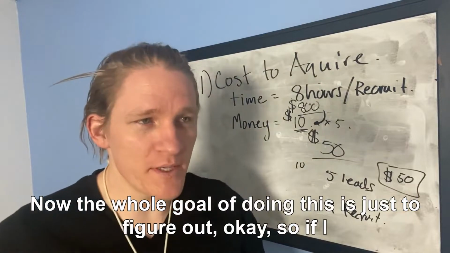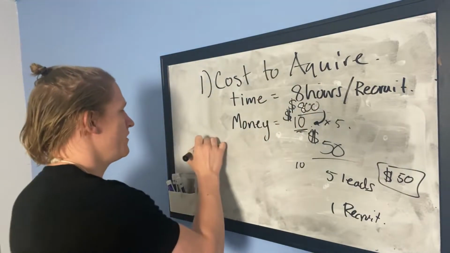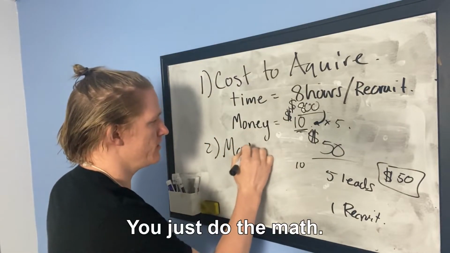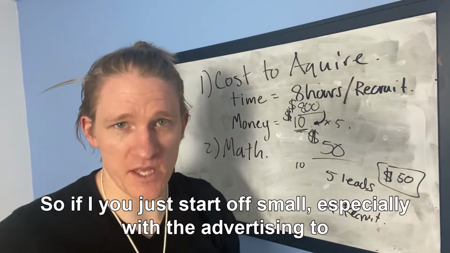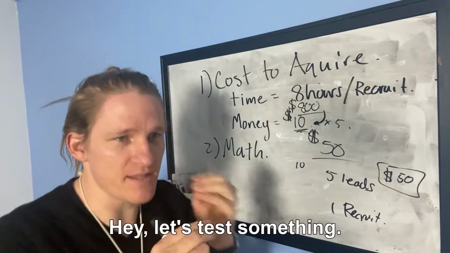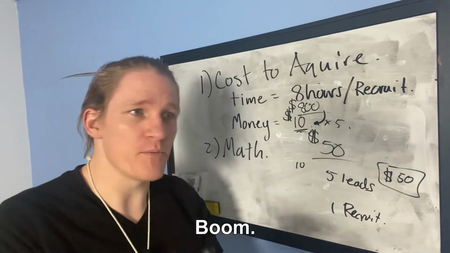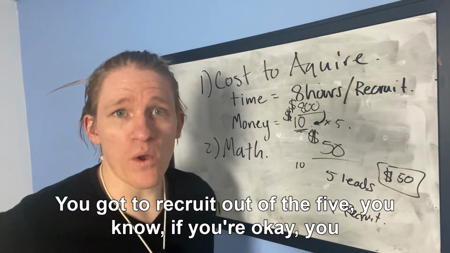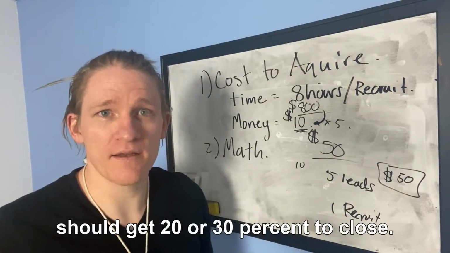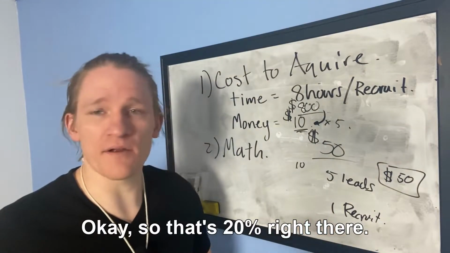Now the whole goal of doing this is just to figure out, okay, if I want 10 people, you just do the math. And you just start off small, especially with advertising. You say, hey, let's test something, see if it works. Okay, I got a lead, let's call the lead. Boom, they sign up, boom, you got a recruit. Out of the 5, you should get 20 or 30% to close. So that's 20% right there, 1 out of 5.